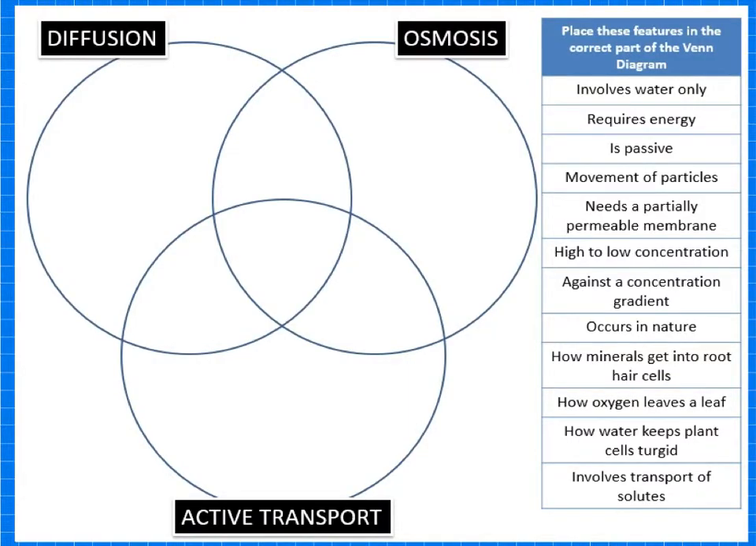So let's think about the comparisons, the differences and similarities between all three types of transport mechanisms in cells. If you haven't already seen the diffusion and osmosis videos, then please do have a look at them before you attempt this question. What you need to do is place the features in the correct part of the Venn diagram.